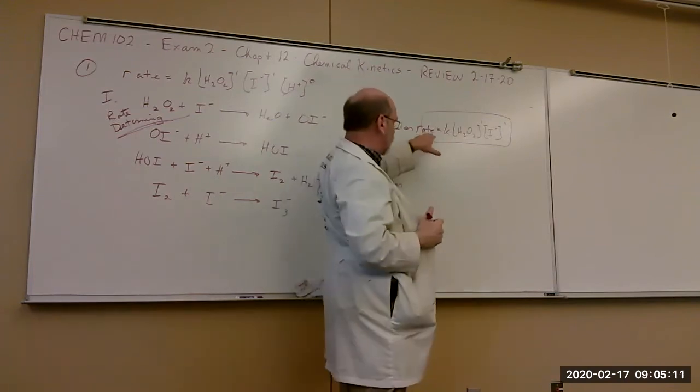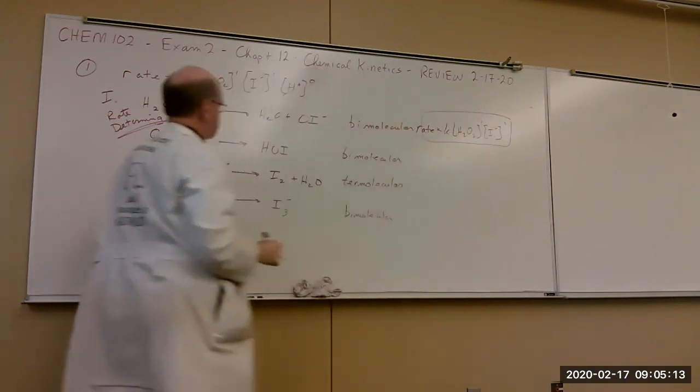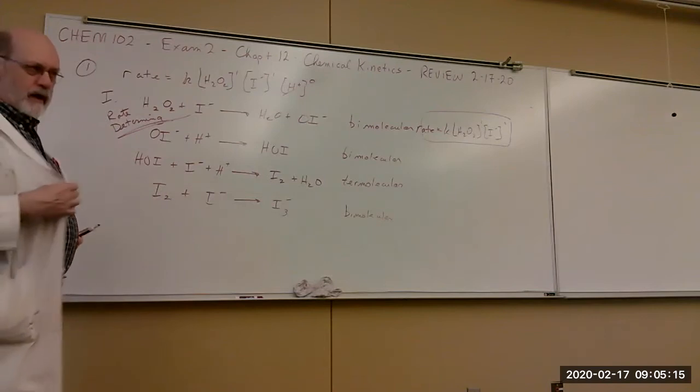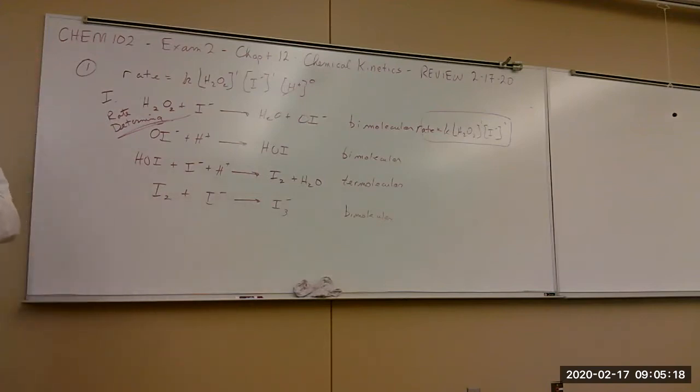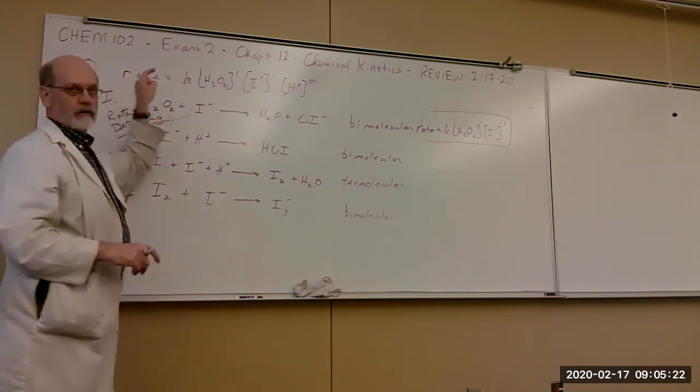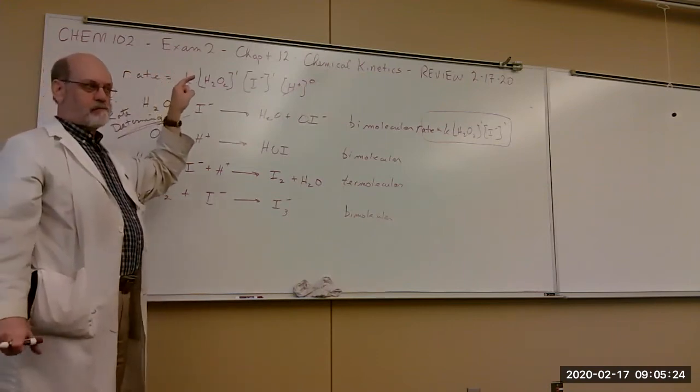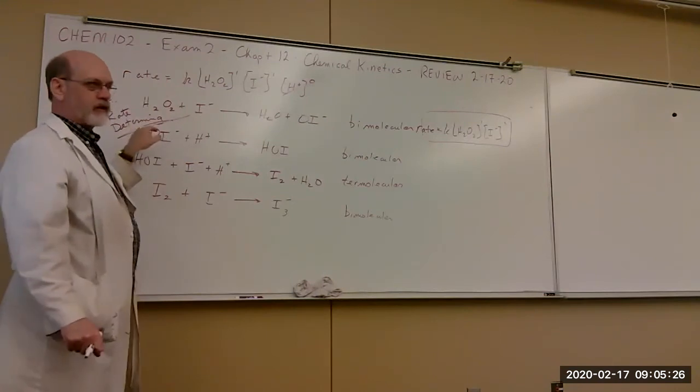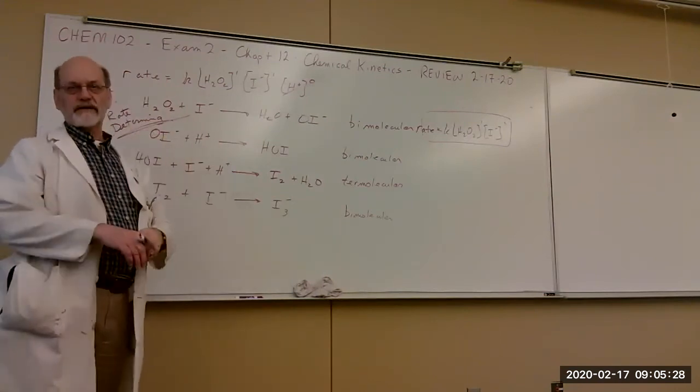This one is also saying the rate is equal to that. So your proposed mechanism should have at least one step in there that looks like the overall, because it is the rate controlling step. That's the takeaway from this one.